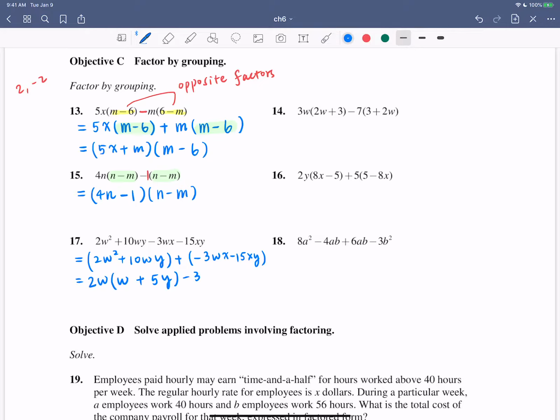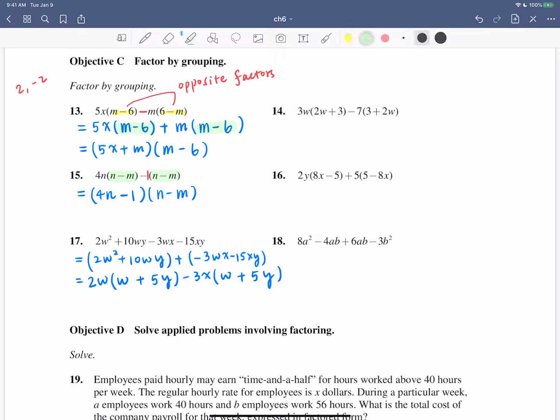Once I take out negative 3, I'm going to check out the variable part. You have wx, you have xy. Both of them have x, so you're going to take out the x. And then that's the GCF. Then you could write down what's left. First term, negative 3wx. If you take out negative 3x, then you have 1w left, so write a w. Second term, negative 15xy. If you divide it by negative 3x, you're going to get positive 5y.